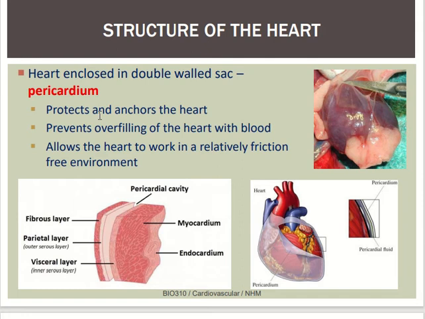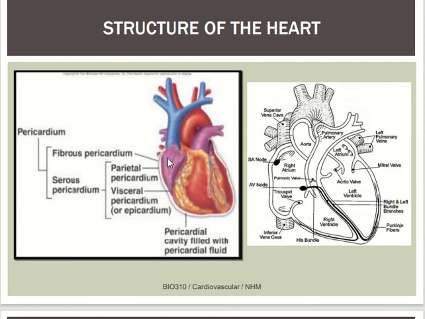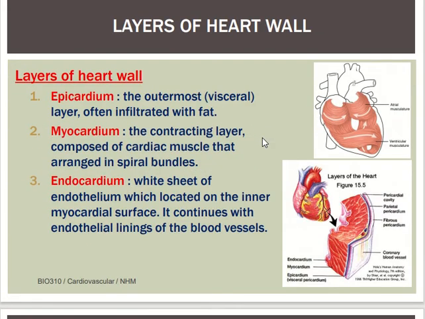First, the heart is enclosed by a double wall sac that we call the pericardium. The pericardium has 3 layers, which we will look at later. The functions of the pericardium are to protect the important organ, our heart, to anchor the heart in place, to prevent overfilling of the heart with blood, and to allow the heart to work in a relatively friction-free environment. As you can see here, this is the structure of the heart, with more details on the pericardium.